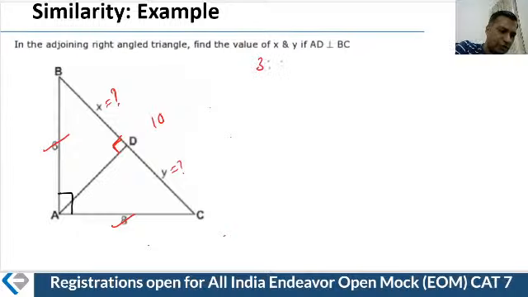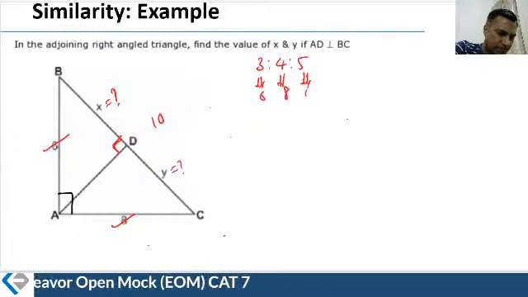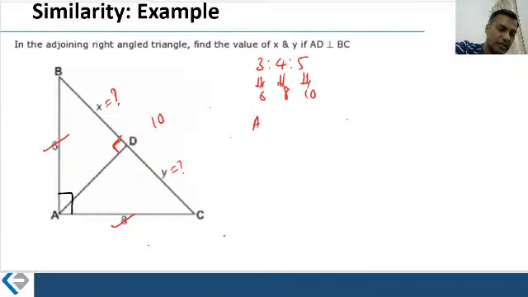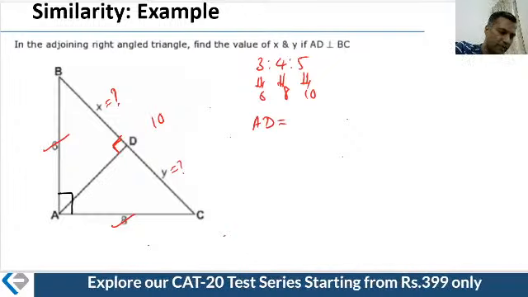Which is the triplet you are using? 3, 4, 5. The basic triplet used is 3, 4, 5. But then this is nothing but 6, 8, and 10. Therefore, 6, 8, and 10. Hey, what is the length of AD from your previous class, my friends? The length of AD is nothing but the product of the two perpendicular legs, that is 6 and 8, divided by hypotenuse. That's the length of AD.